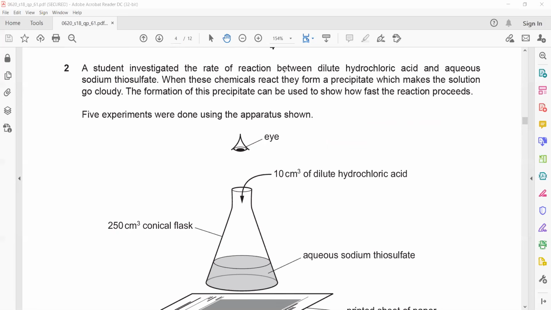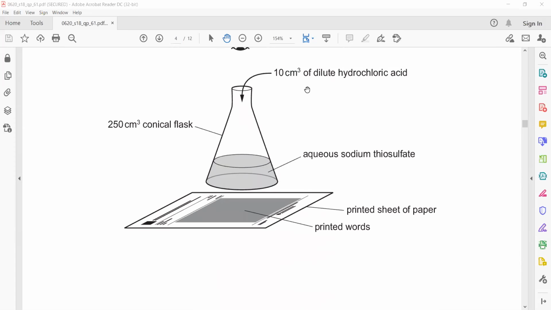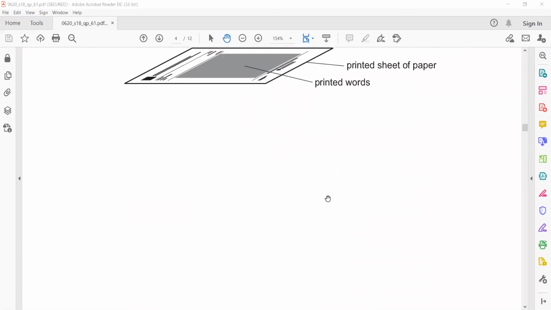So when these chemicals react, they form a precipitate which makes the solution go cloudy. The formation of the precipitate can be used to find how fast the reaction proceeds. 5 experiments were done using the apparatus shown. 10 cm cube of dilute hydrochloric acid, and a 250 cm cube conical flask. This is the maximum volume which the flask can hold, and aqueous sodium thiosulfate is there.